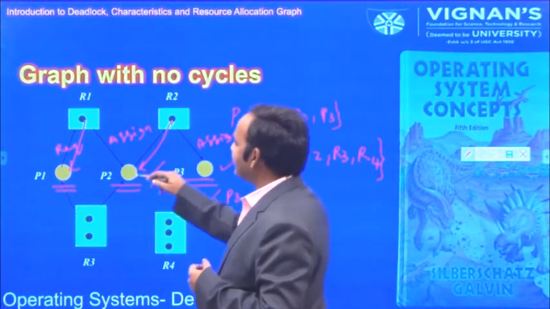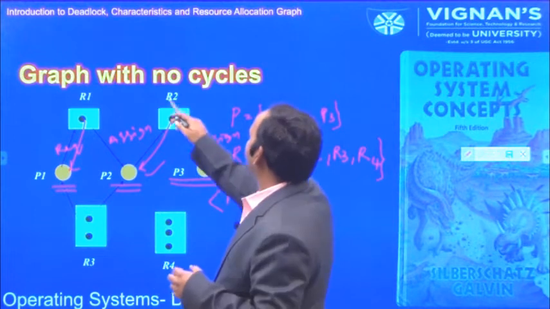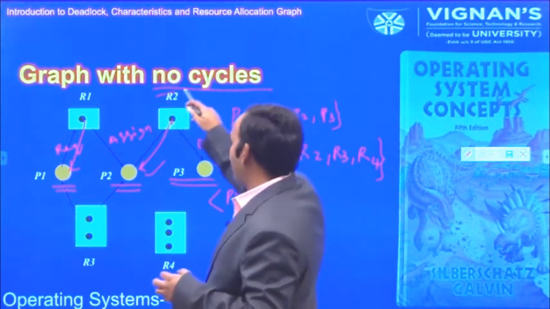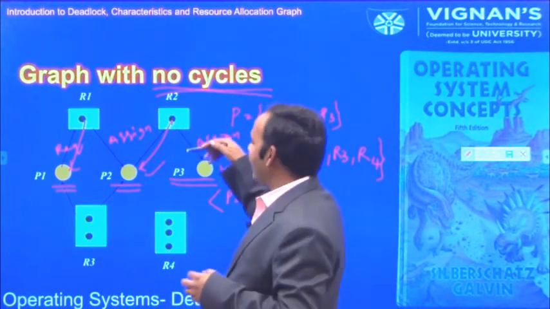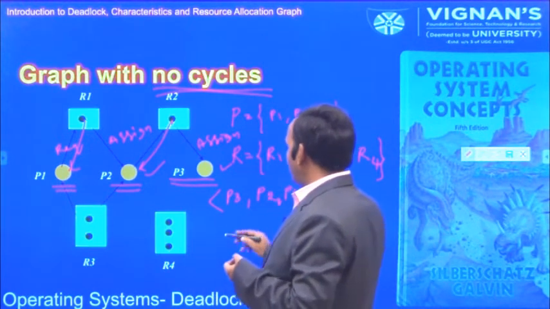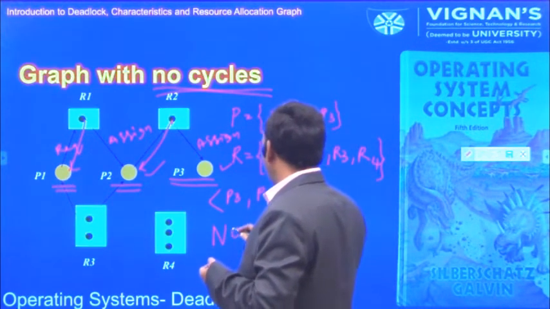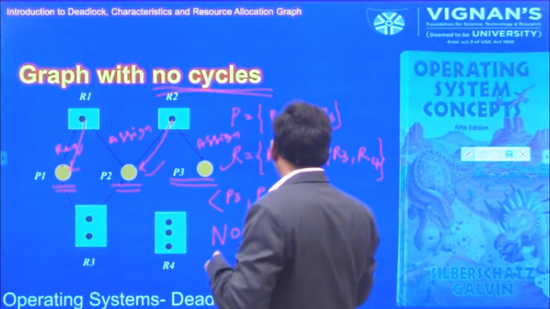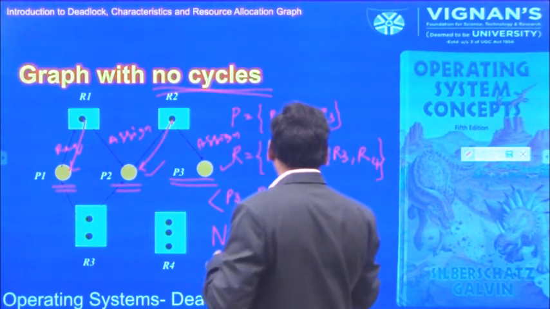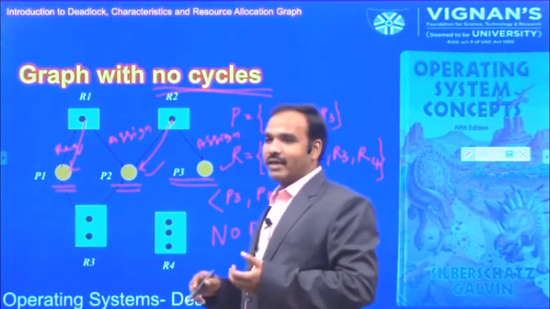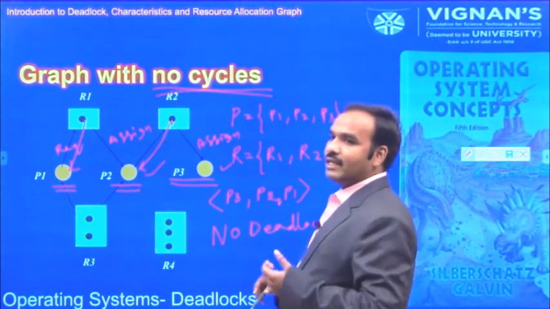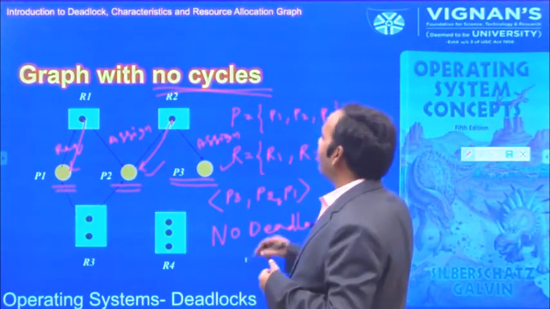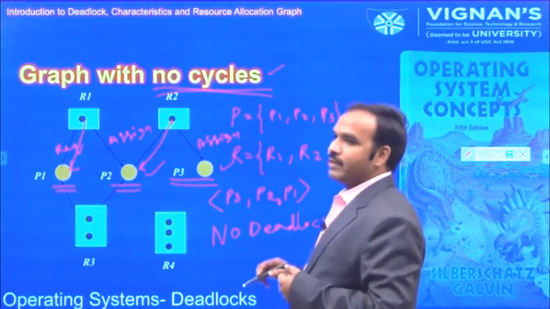And is there any cycle in this graph? There is no cycle in this graph. If there is no cycle in this graph, then there is no deadlock. So using this graph, we can identify whether a deadlock has occurred or not. You can easily identify it with the help of a cycle.